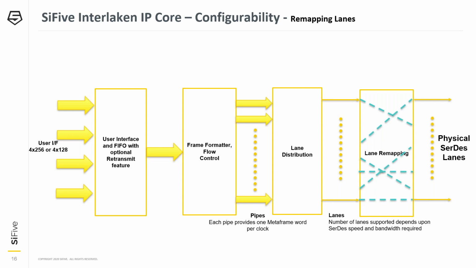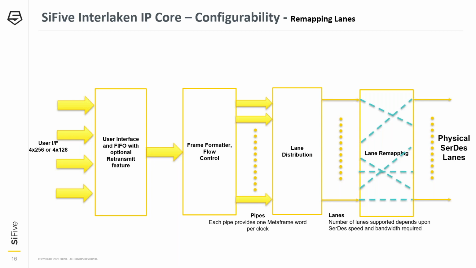The second advantage is what we call as the lane resiliency feature, which helps in increasing the die yield. So for example, you need 24 physical lanes, but you can decide to add an extra redundant SerDes lane. In case of a manufacturing defect on any one of the SerDes lanes, you can remap any of the logical lanes to this redundant lane.